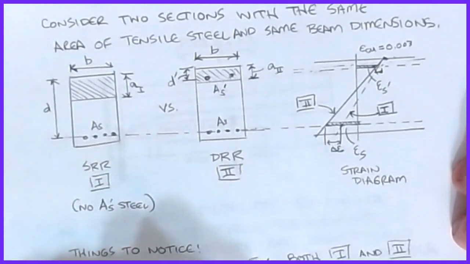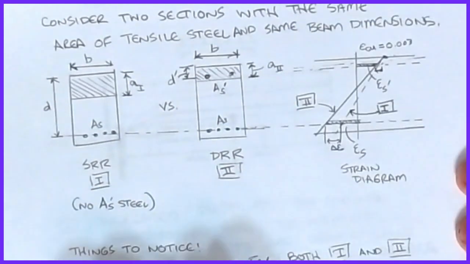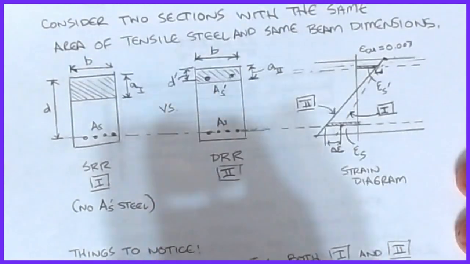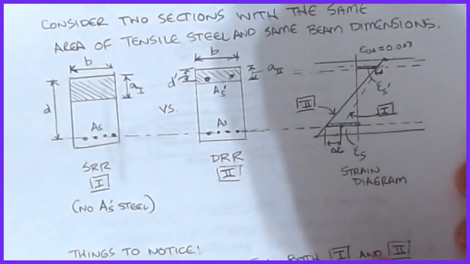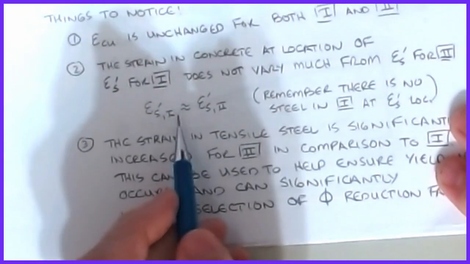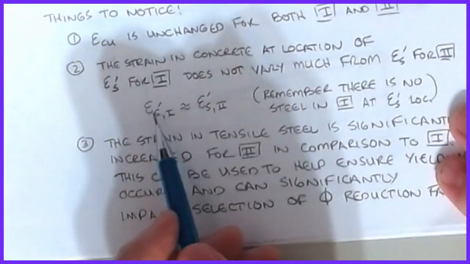Okay, the second thing to notice is that the strain in concrete at the location of epsilon S prime, that's this guy, for number 1, does not vary a whole lot from what it was for number 2. It gets a little smaller, but not much. Okay, it's not a whole lot of difference. So basically we can say that the epsilon S prime for number 1 is about the same as epsilon S prime for number 2. Okay, the strain at that location.